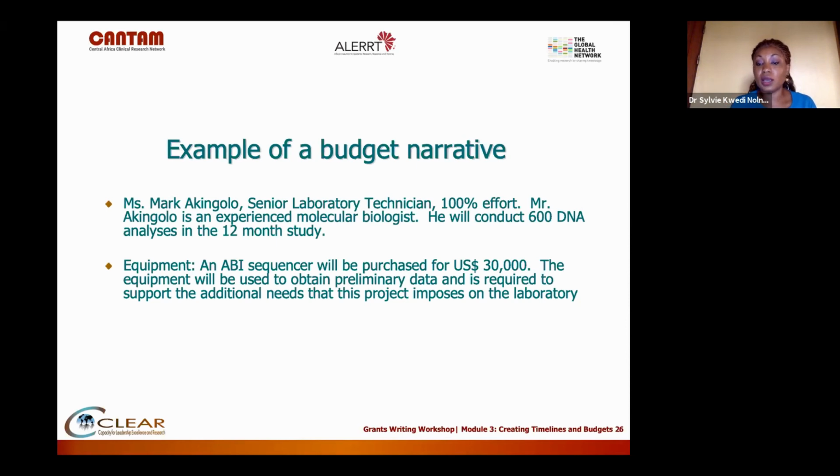If you are purchasing major equipment, you need to justify the purchase. And sometimes, if it's major equipment, you'll even be required to send 3 different quotes so that the funders can have reassurance that the amount that you budgeted is an actual amount. And then you explain why you need that particular equipment.